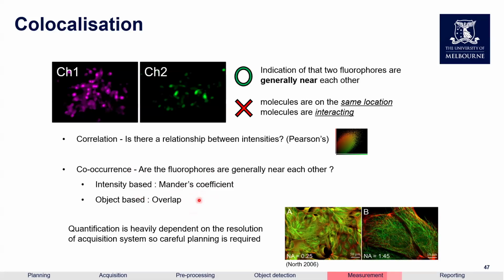And also when it comes to colocalization, it is really important to consider that this type of quantification is heavily dependent on the resolution of the microscopy images. As you can see in this example, the one on the left is taken with lower resolution, and on the right is the same type of cells taken in higher resolution. You can see that the low resolution will end up giving you unnecessarily higher colocalization measurements, which can misrepresent the true nature. So we have to be very careful in planning this type of measurement.